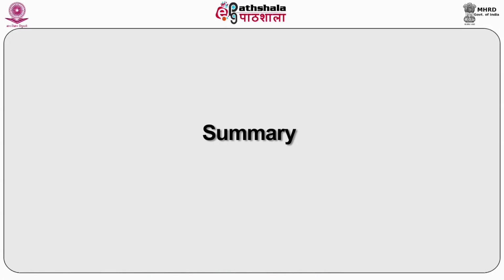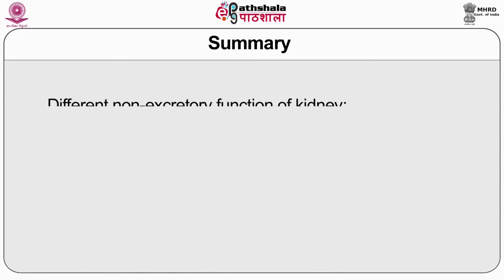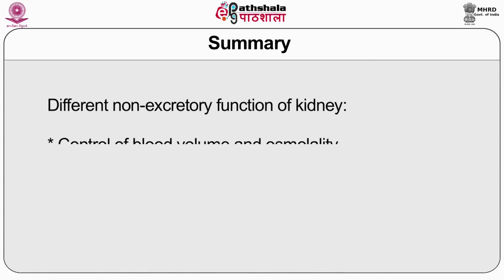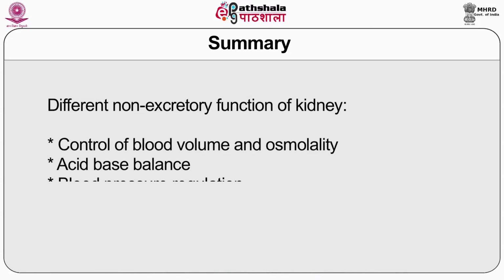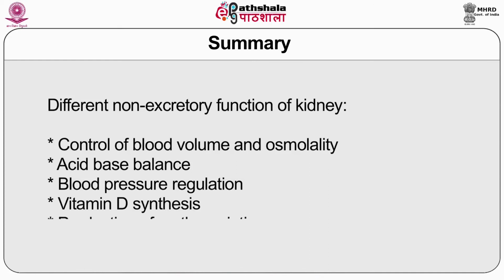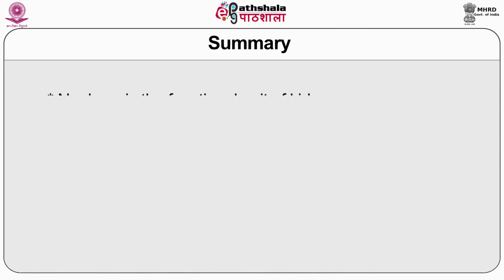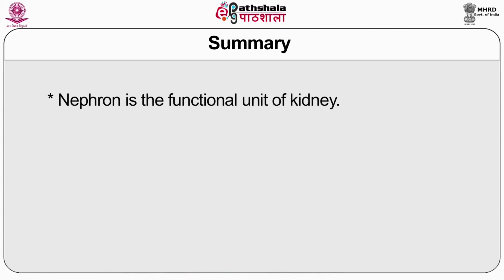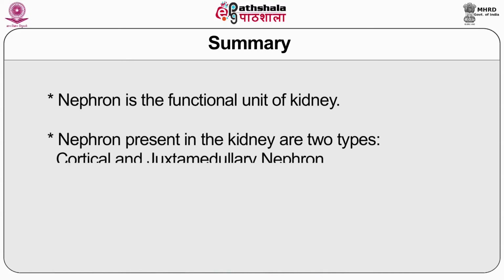So coming to the summary, we have discussed different functions of the kidney today. There are certain excretory as well as non-excretory functions of the kidney. Non-excretory functions of the kidney involve control of the blood volume and osmolarity, regulation of acid-base balance, blood pressure regulation, synthesis of vitamin D, as well as production of erythropoietin. We have discussed the functional unit of kidney is the nephron, and there are two types of nephron in the kidney, cortical and the juxtamedullary nephron.